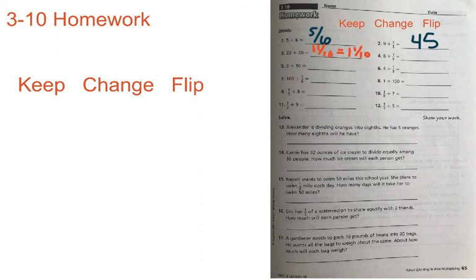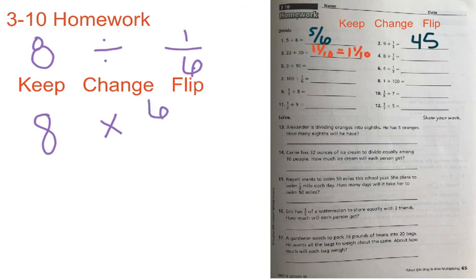What we have for number 4 is 8 divided by 1/6. And I'm going to do the exact same thing. Keep, change, flip. So keep my 8, change my sign, divide becomes multiply, and then flip. Instead of 1/6, I now have 6 over 1. And then I need to write 8 as a fraction. I just write it over 1. 6 times 8 is equal to 48, and 1 times 1 is equal to 1. And 1 can go into 48 times. So your answer is 48.